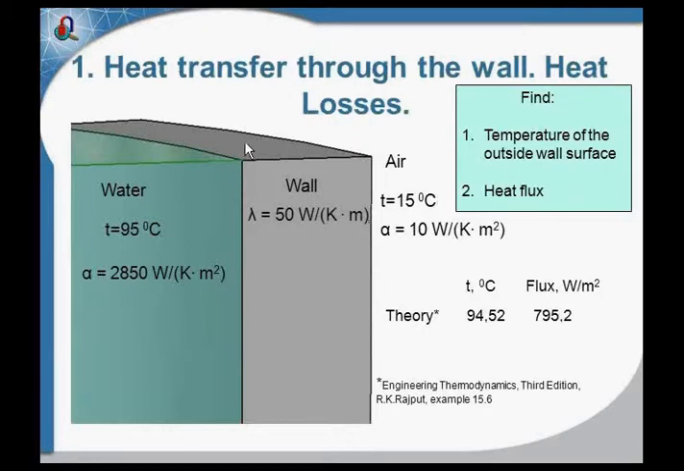On the screen you can see the wall of a steel tank that contains hot water at a temperature of 95 degrees Celsius. Ambient air temperature is 15 degrees Celsius. The task is to find the heat flux flowing through the wall and the outside wall temperature. Convection coefficients and thermal conductivities are given. This problem is very simple, and the solution is published in the book. It's a Rushwood book. We selected it for the demonstration of the QuickField general workflow.